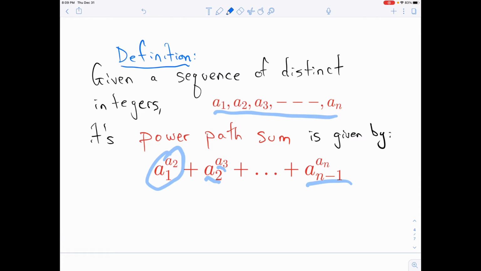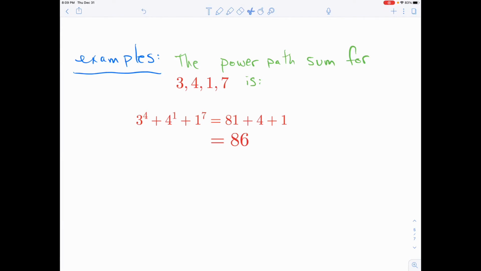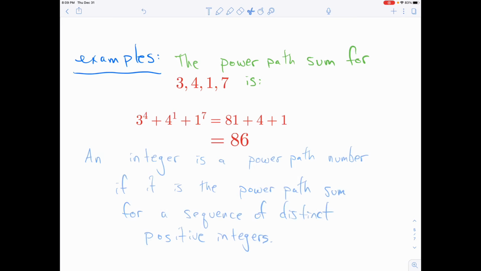So for an example, if we have the sequence 3, 4, 1, 7, the power path sum for that sequence would be 3 to the 4 plus 4 to the 1 plus 1 to the 7. And so that's 86. So that means 86 is going to be called a power path number. Right? So a power path number is, by definition, the power path sum for a sequence of distinct positive integers.